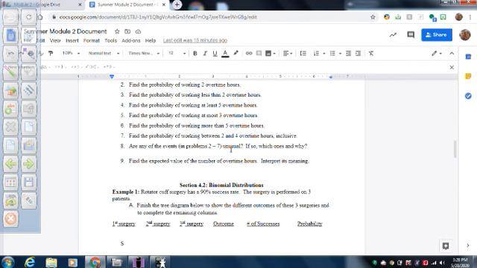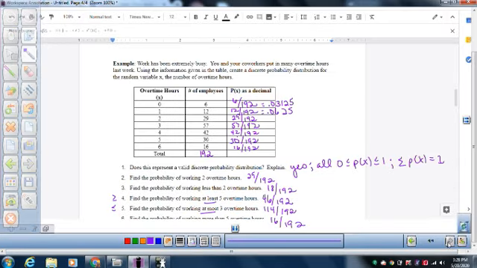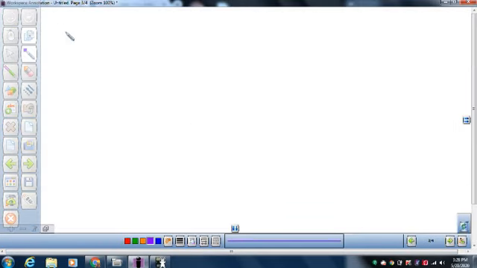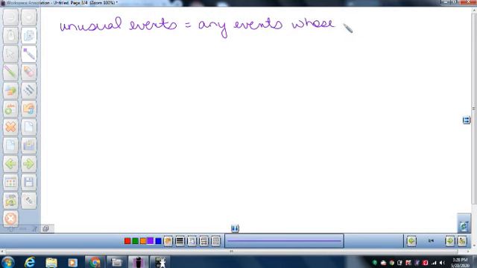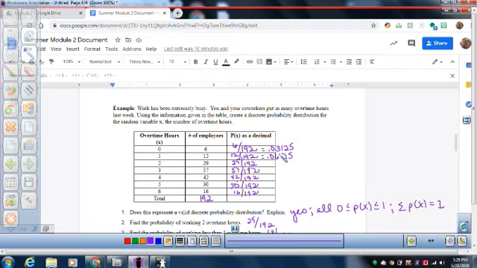Now, let's talk about this word unusual. An unusual event. Unusual events are any events whose probability is less than 0.05. So if you go back and look at some of the answers that we had, 0 overtime hours would be an unusual event.